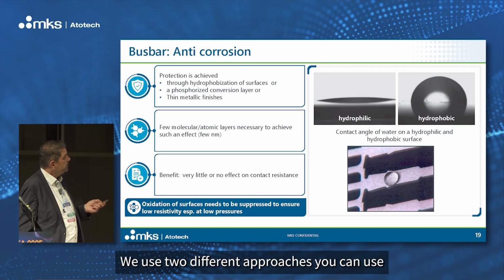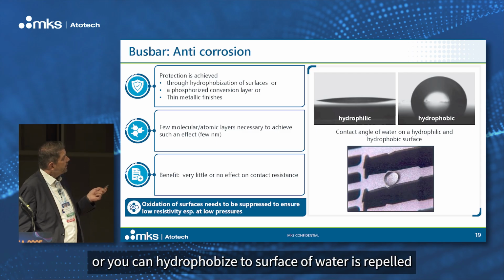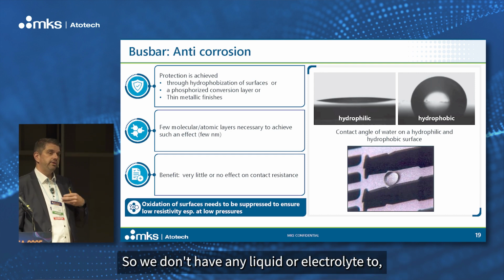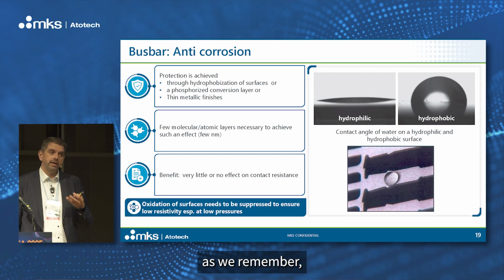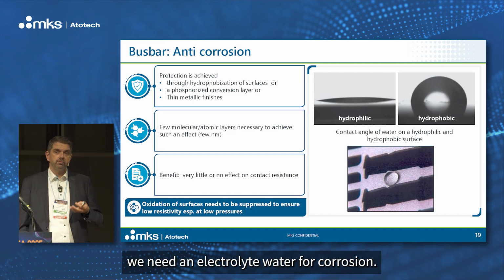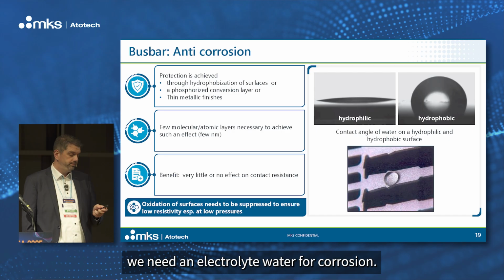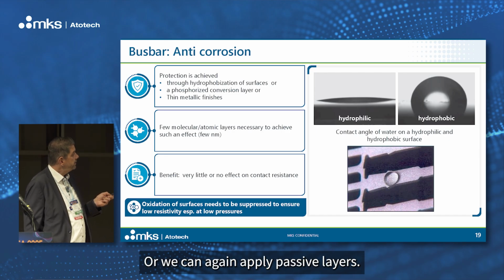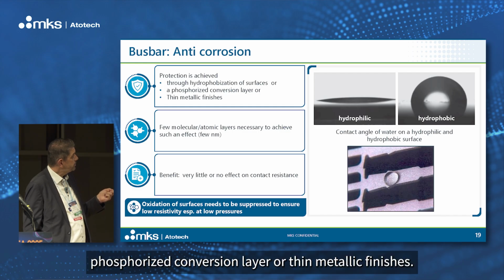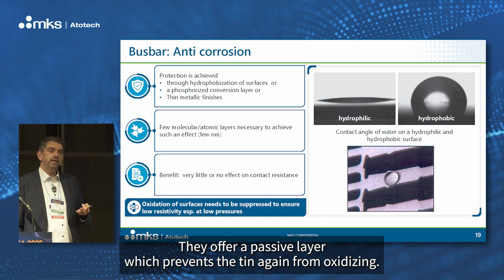Let's say there are 2 different approaches. You can hydrophobize the surface, so water is repelled and not sticking, so we don't have any liquid or electrolyte. As we remember, we need an electrolyte, water, for corrosion. Or we can apply passive layers. You see here phosphorized conversion layer or thin metallic finishes. They offer a passive layer which prevents the tin from oxidizing.